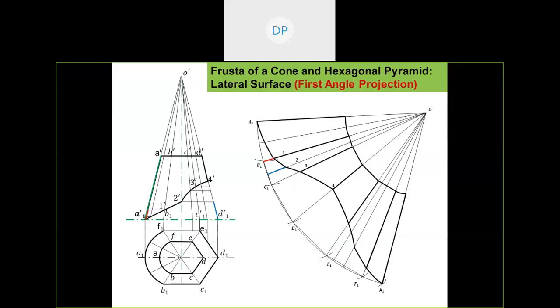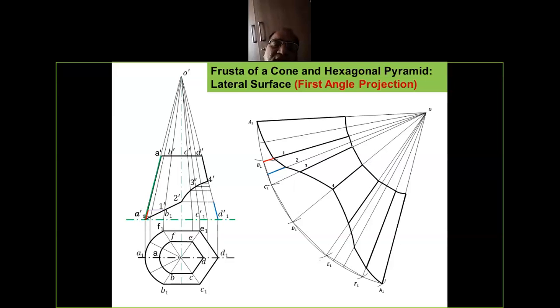Now we make it in the first angle position. This is the first angle position. It is a cone or a pyramid. Both are made at a point, and all the generators meet at that point.